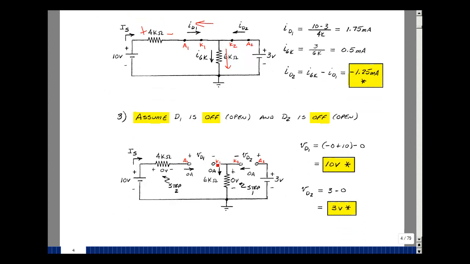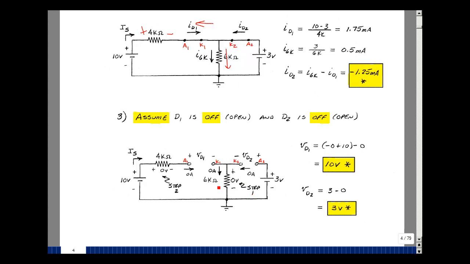Replace diode 1 by an open circuit. Here's the anode and cathode of diode 1. So that's where my voltage V sub D1 is. And then, of course, here's my diode 2 from the anode to cathode and V sub D2. Let's write down anything we can in the drawing. Because this is an open circuit, there's no current here. There's no current here, so the current in here is also 0. So that's my first step.